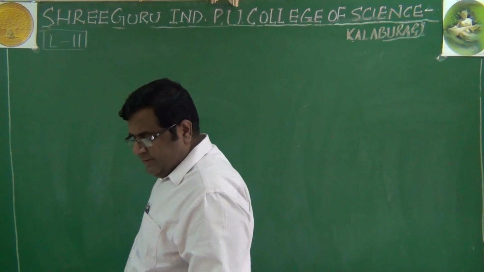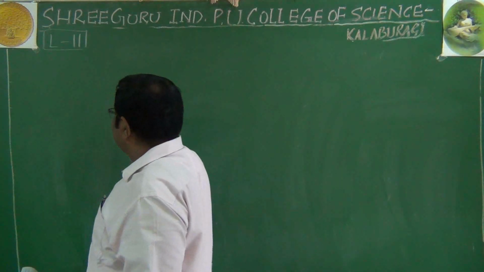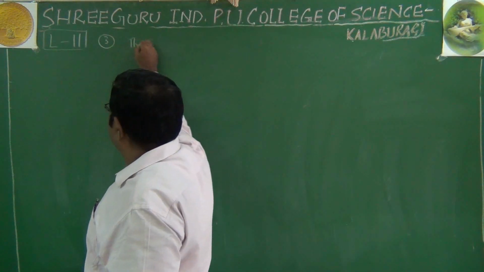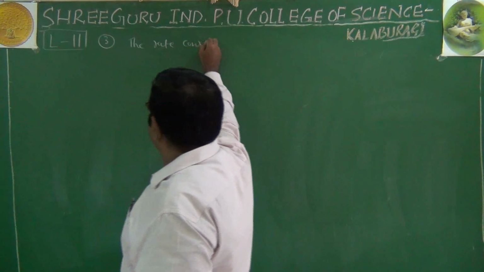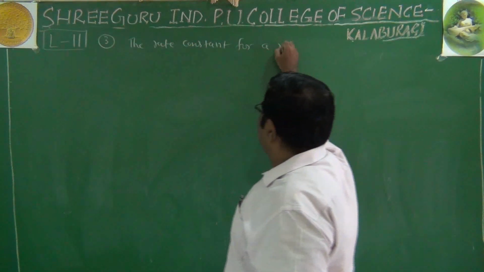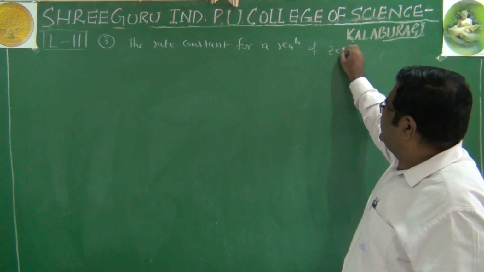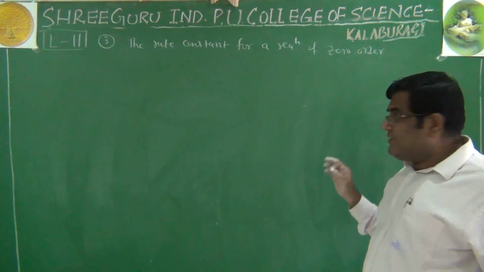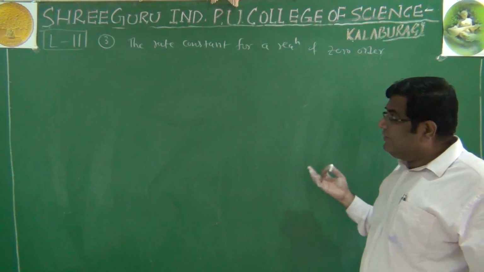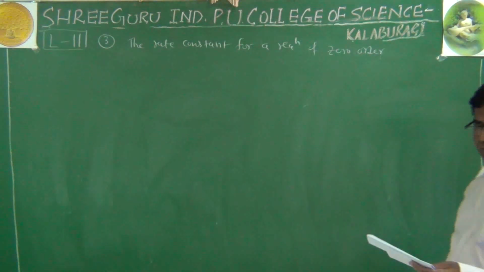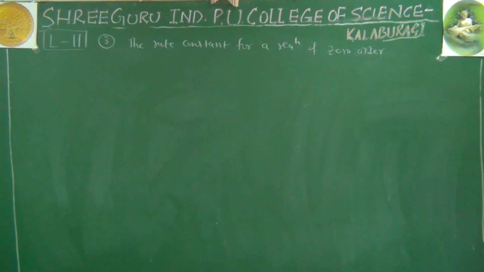The next question is about the rate constant for a reaction. This is the third question we are solving now. The rate constant for a reaction of zero order. Zero order questions are not given in the text and not in the exercise, but we can see them in the MCQ, so be very careful about it.